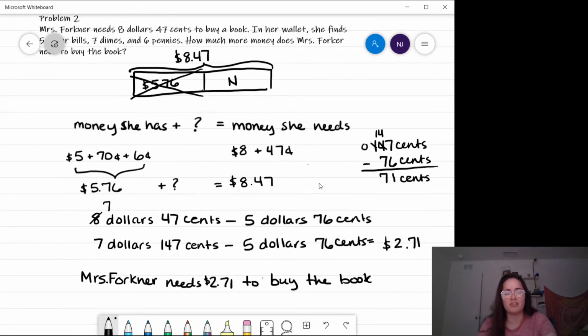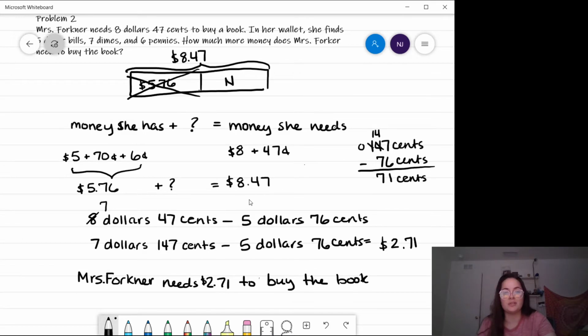It's kind of like when we subtract mixed numbers: if we don't have enough to subtract, we borrow from the whole to get more fractional units. So this was just one way to solve. I'm going to show you another way to solve.